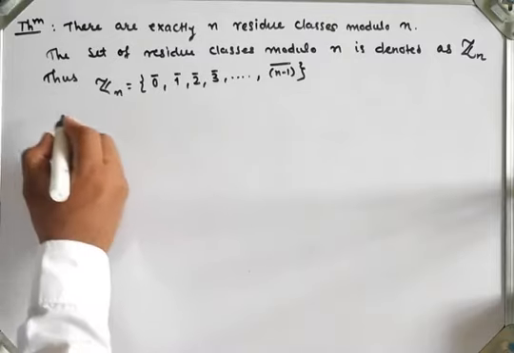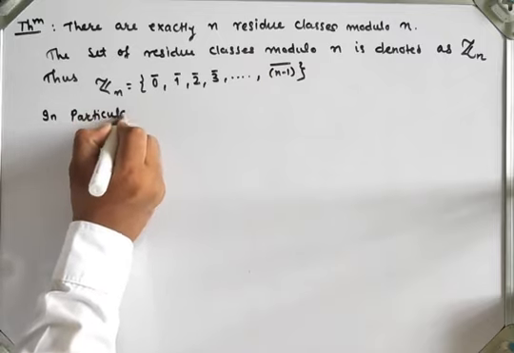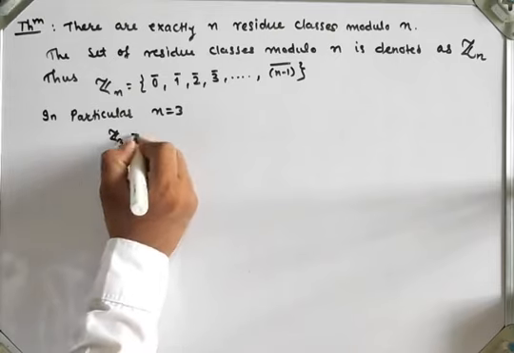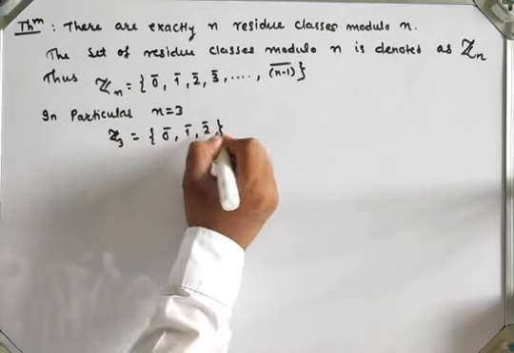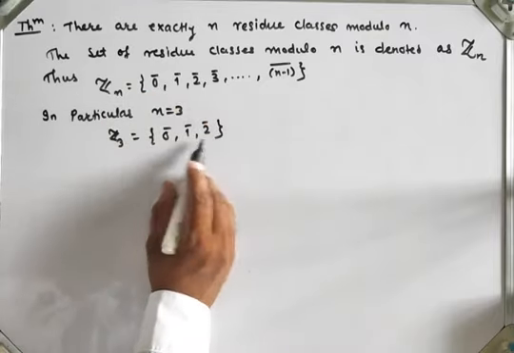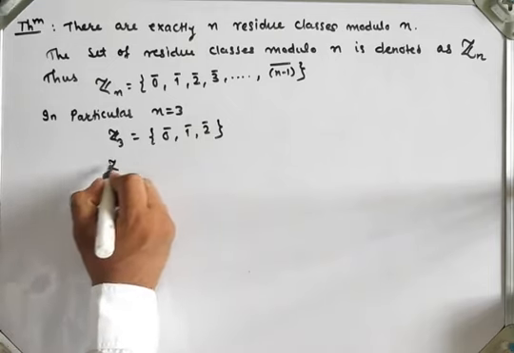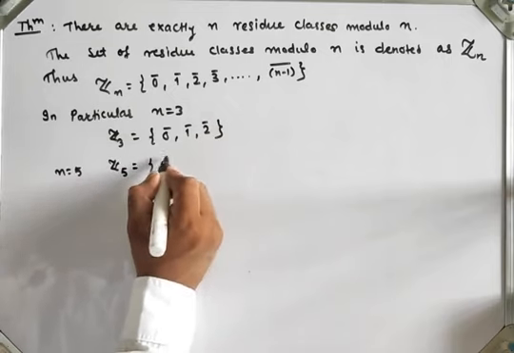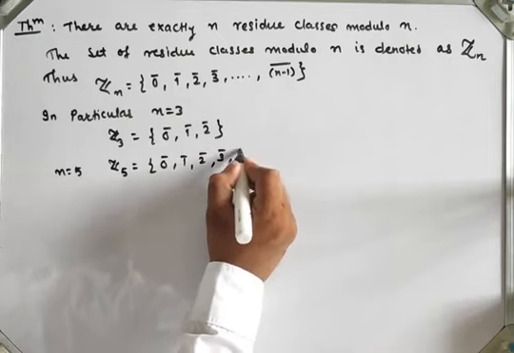In particular, if I take n equal to 3, then what will we get? Z3 is nothing but 0 bar, 1 bar, 2 bar. So here n minus 1 is the last element. So Z3 has 3 residue classes modulo n. If n is equal to 5, then Z5 has 0 bar, 1 bar, 2 bar, 3 bar, 4 bar.